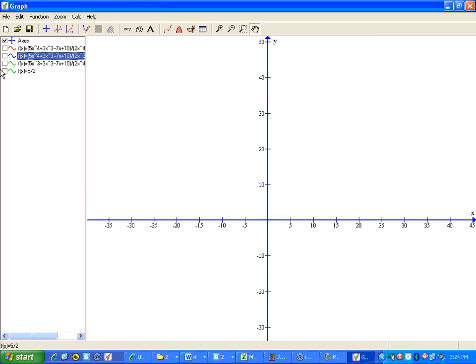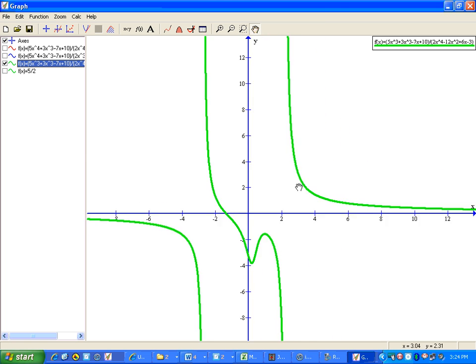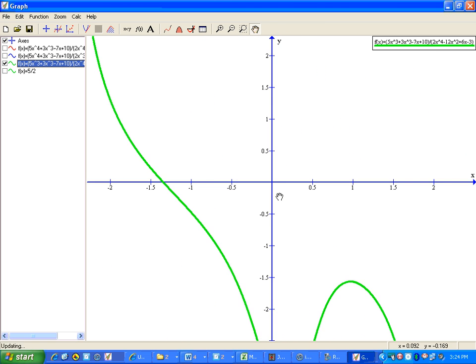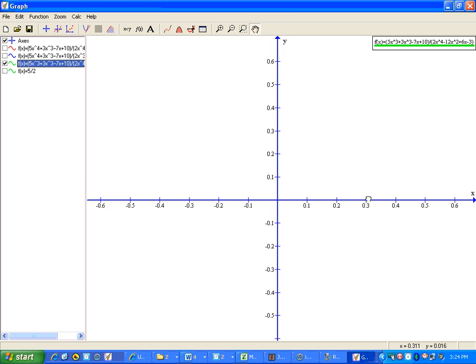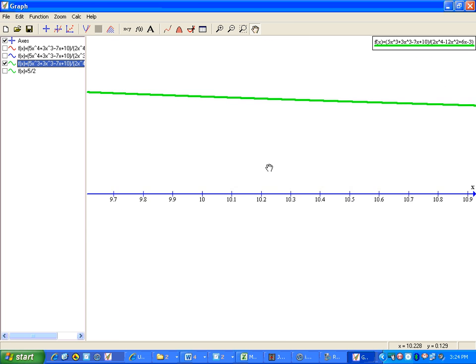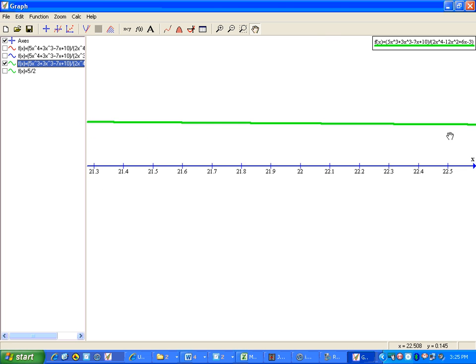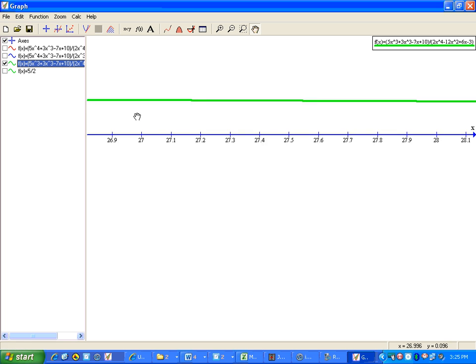So the last example is when we have a smaller power on top. So here, on top I have 5x to the third, and on bottom my leading term is 2x to the fourth. And my rules say we should approach 0. So if you notice, I'll zoom in here so we can get a good picture. As I go to the right, there's my graph. It's coming down and getting closer and closer to 0. The farther over I go, the closer it gets to that 0.